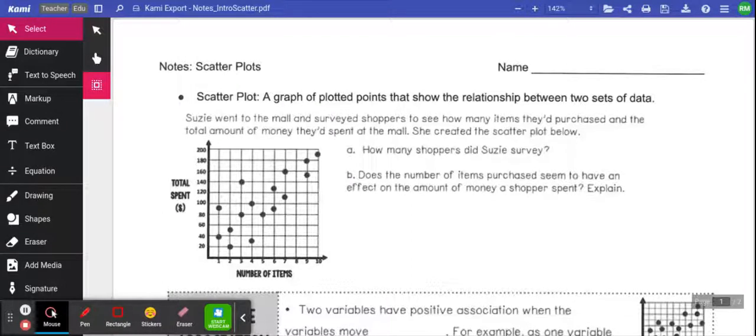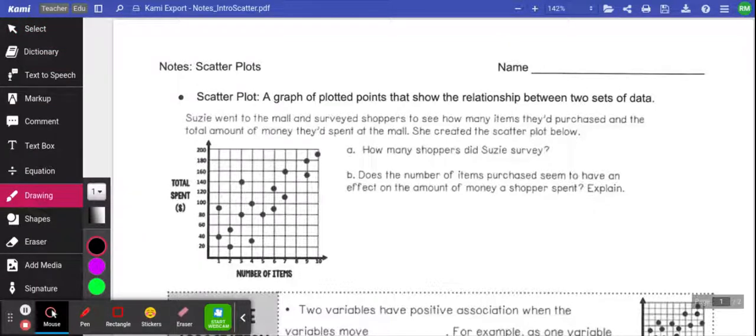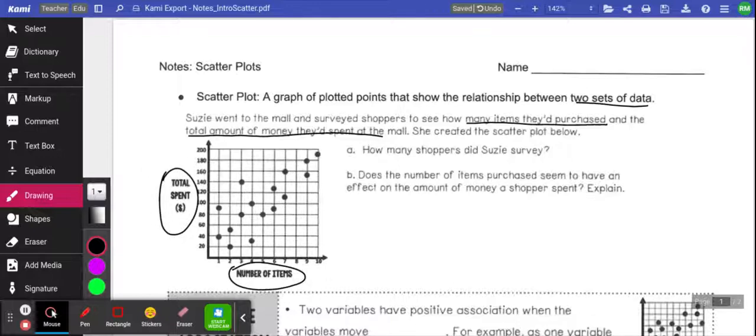So, like in the definition, it is a relationship between two sets of data. The two sets of data that she was looking at are how many items were purchased and the total amount of money spent. Okay, and those can always be found at the y-axis and the x-axis. So those are the two sets of data that she was looking at.